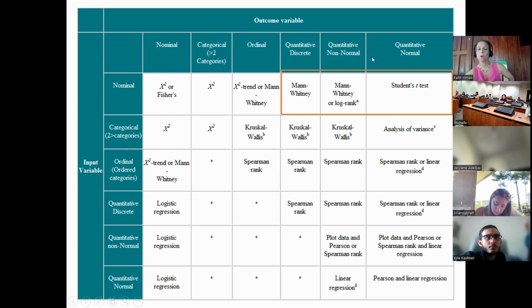So if we have quantitative data and it's non-normal, it's discrete or it's non-normal, we can use the Mann-Whitney test or a log rank test. If it's quantitative and it's normal, we can use the Student's t-test, right? This is what this section is. This is the part we're talking about this week. We will eventually get into all of these other tests, and this table will come in handy. You will eventually want to memorize this table.